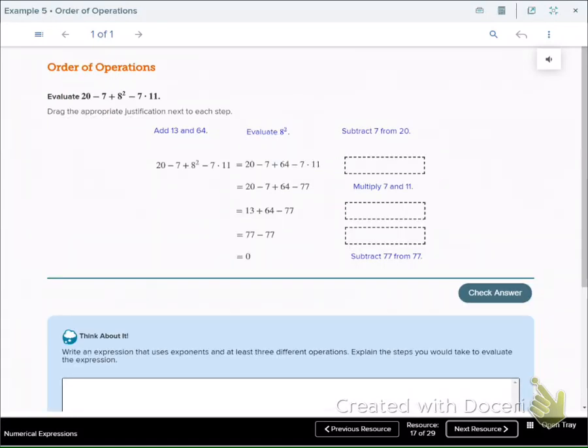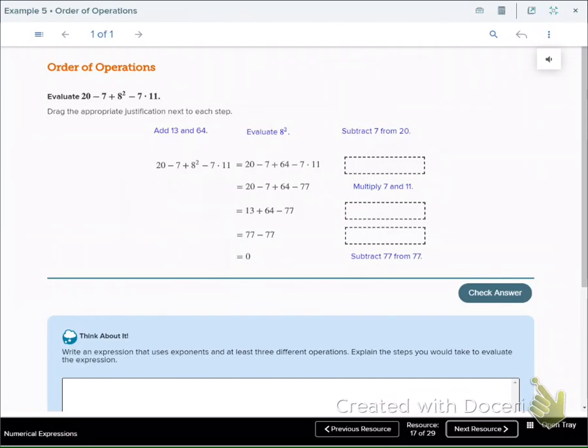Now that we've recapped what order of operations is, let's use order of operations to drag the appropriate justification next to each step. So what did they evaluate first? We have 20 minus 7 plus 8 squared minus 7 times 11. Well, we know if they're following order of operations, first you take care of grouping symbols. Our problem has no grouping symbols.